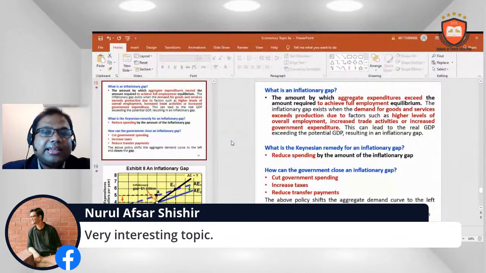What is the Keynesian remedy for an inflationary gap? Reduce spending by the amount of the inflationary gap. How can the government close an inflationary gap? Cut government spending, increase taxes, reduce transfer payments. The above policy shifts the aggregate demand curve to the left and closes the gap.